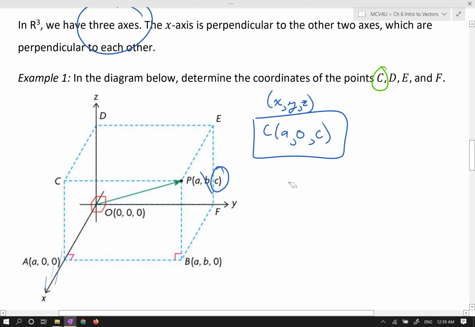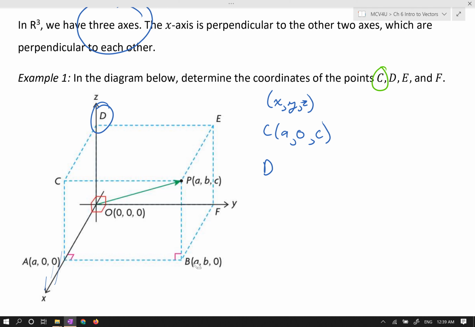Then let's look at point D. Okay, point D, I'm looking way over here. Now, point D has only traveled in one dimension from my origin, right? It's just one straight line away from my origin. So if that's the case, only one coordinate will have changed. It's up to us to determine what coordinate has changed from the origin, right? The origin was 0, 0, 0. And now one coordinate has changed.